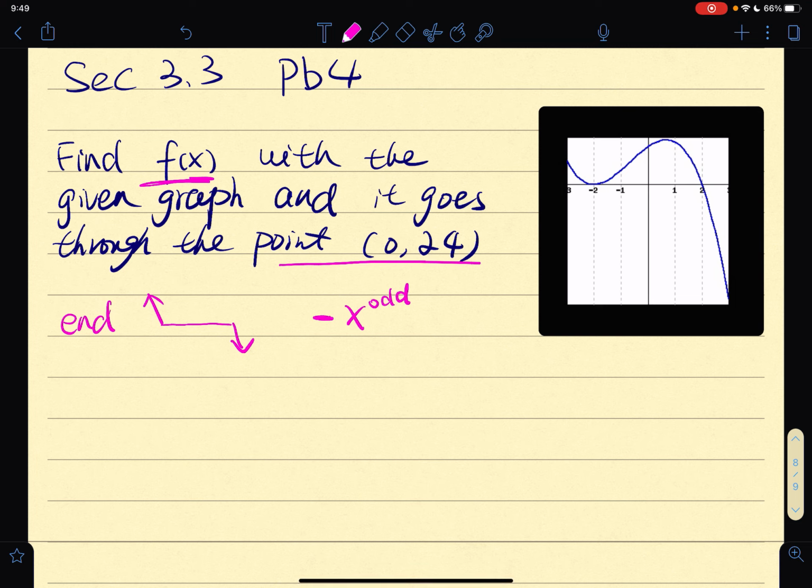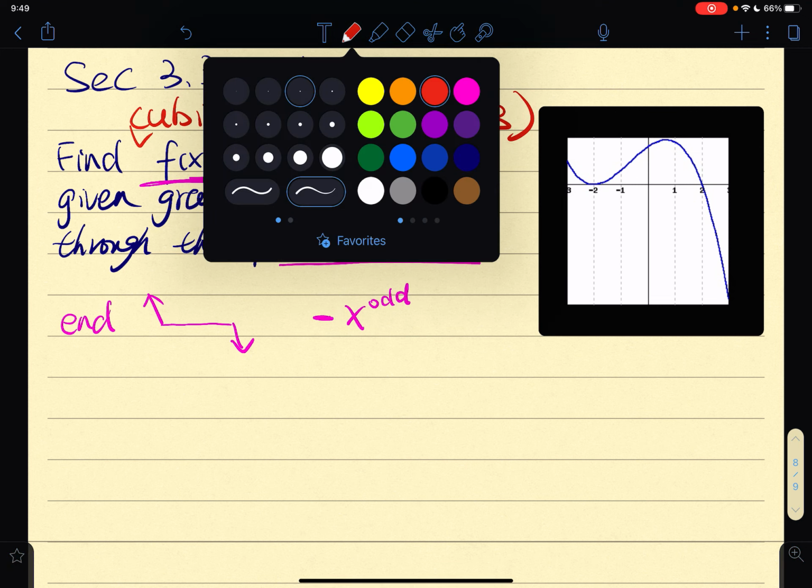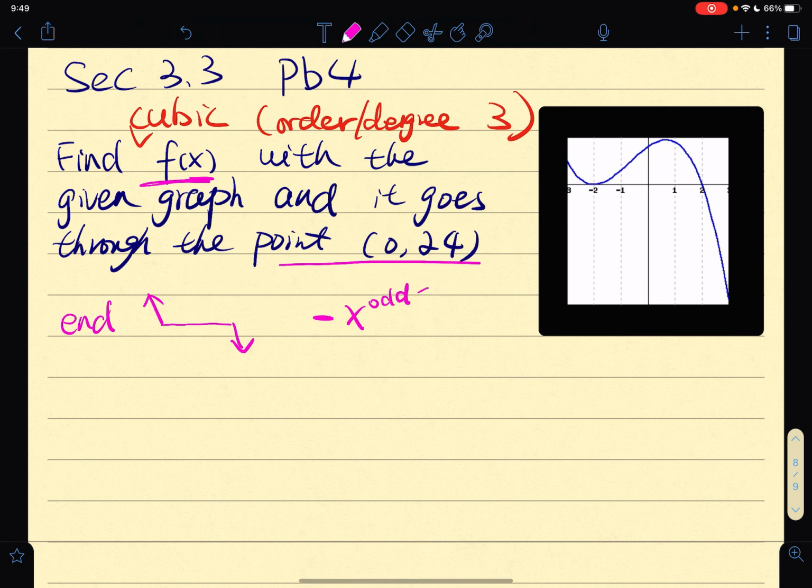Sorry, I forgot to mention, the problem did say please find a cubic function. In other words, it should be order or degree, either one works, of 3. You don't have the freedom of choosing an arbitrary number. So I already know it's order 3 here. My leading coefficient should be negative.